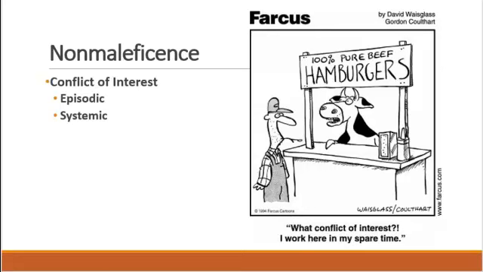Episodic is choices that are made voluntarily that may come up once in a while. An example would be a patient bringing in a gift for a therapist. It may be a conflict of interest if you accept that gift. Whereas systemic would be something that is based on the structure of the organization that is always there and creates a conflict of interest.